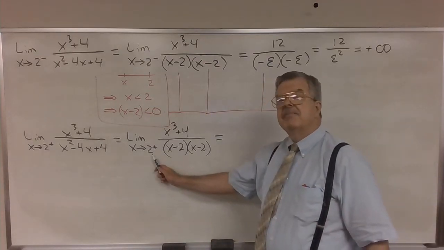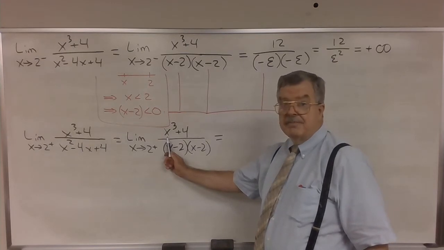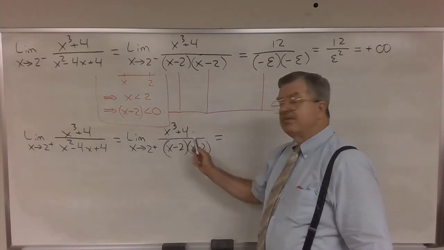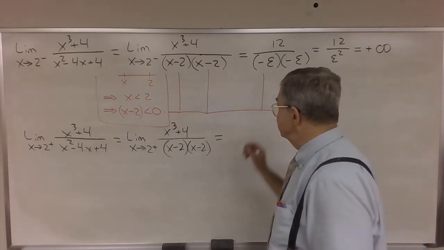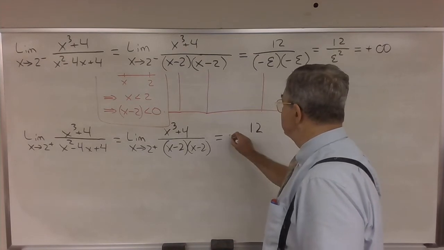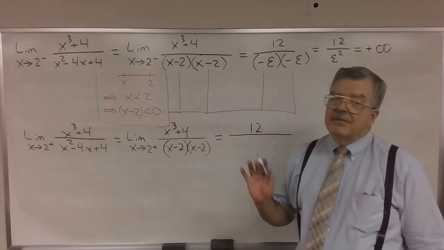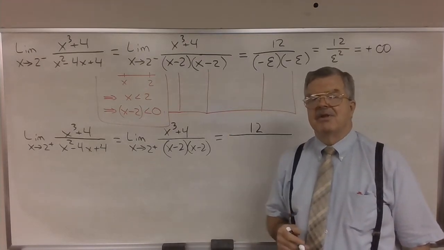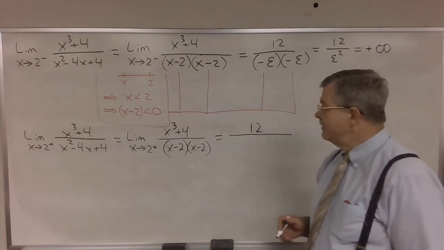As x gets arbitrarily close to 2, x cubed is going to be very close to 8. So x cubed plus 4 will be 12 for all practical purposes. So for all practical purposes, the numerator is 12. We may be half a molecule short or half a molecule over, but nobody's going to know the difference.